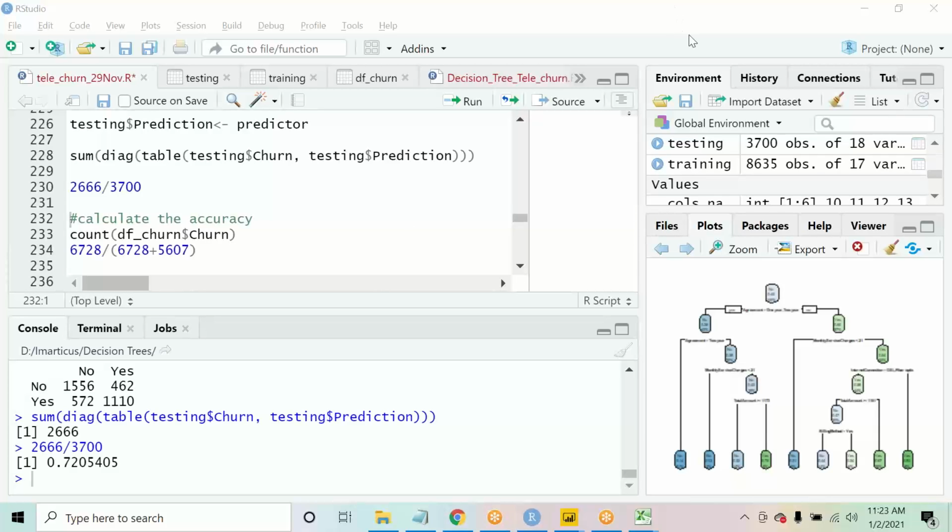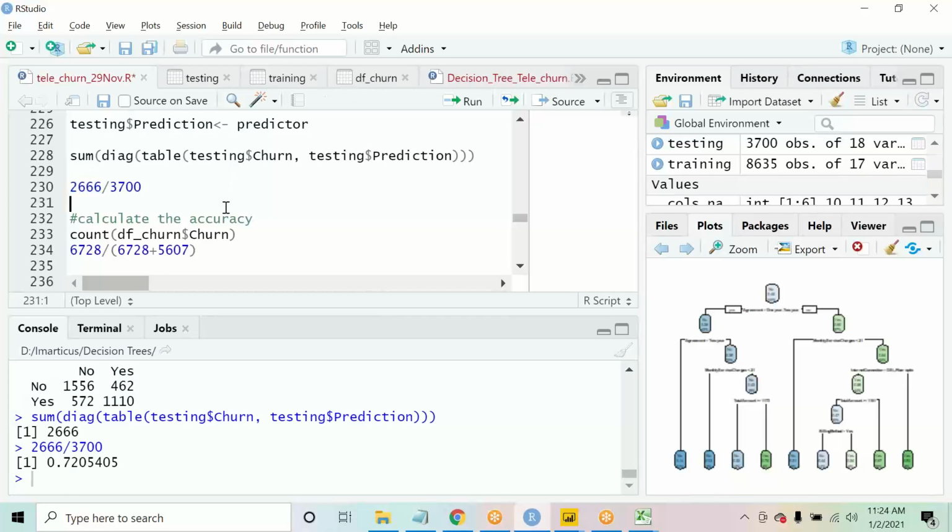So Rishabh, is there something wrong in your calculation? You are saying 54%, but I have got 72%. There's a big difference that I can see. Okay, see what I've done is I've just taken the diagonal values and found the sum of that. That gives you 2,666, and then I divided that by the total number of rows.